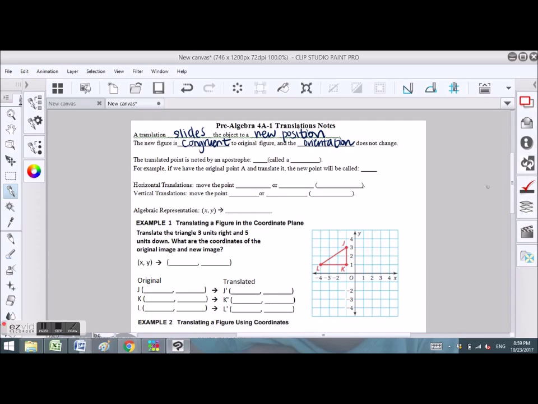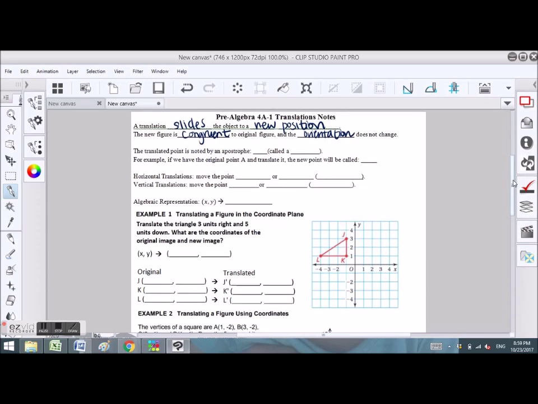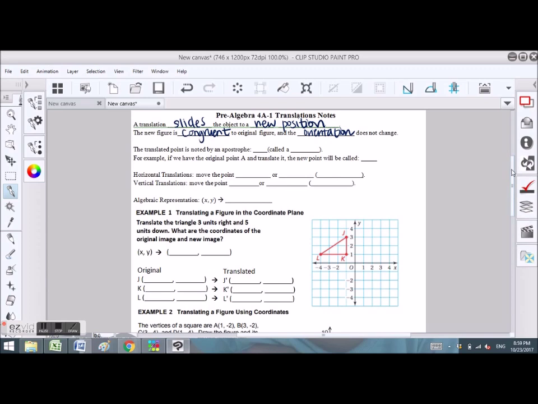you face doesn't change. So when we're talking about translations, we show that the translated point is the translated point by putting an apostrophe next to it. Just like in English you use apostrophes, we use them in math too. And these apostrophes are called primes. So for example, if we have the original point A and we translate it, the new point will be called A prime.